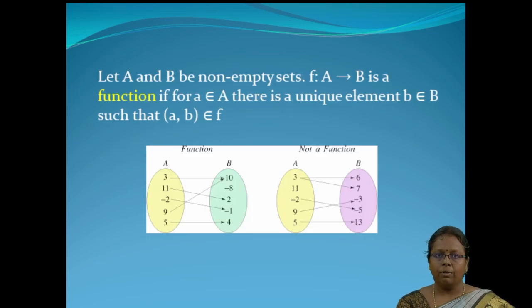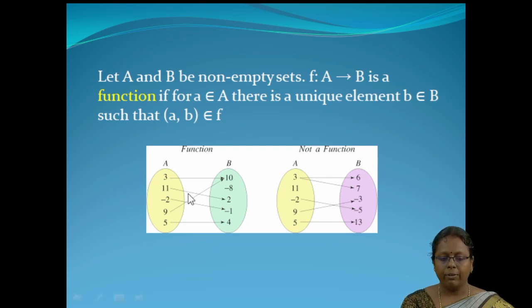So first we will see the definition of a function. For that we are in need of two non-empty sets. So I am taking capital A and B, two non-empty sets. F defined from capital A to B is a function if for each small a in capital A there is a unique element small b in B such that (a, b) belongs to F.